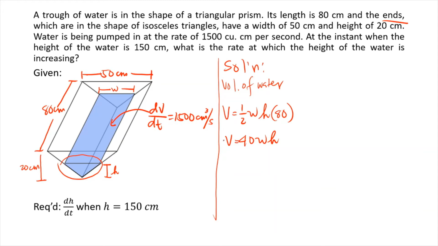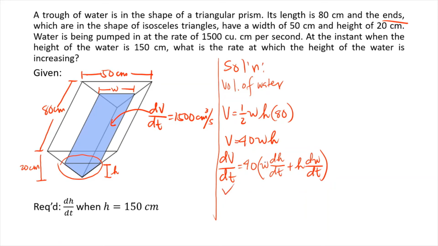Now if we differentiate this equation with respect to time, then we get dV/dt equals 40 times, so we have a product of W and H. To find the derivative, we have to apply the product rule and differentiate with respect to time implicitly. So this is W dH/dt plus H times dW/dt. Okay, so let's inspect each quantity in this equation. dV/dt is given, so check.